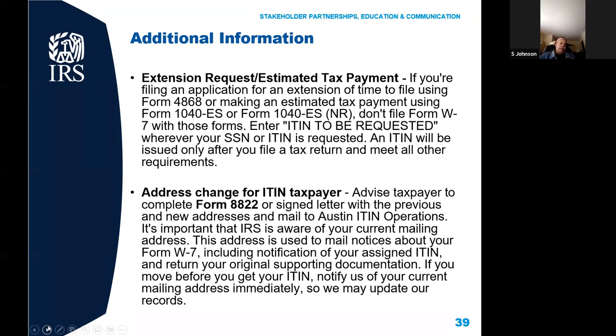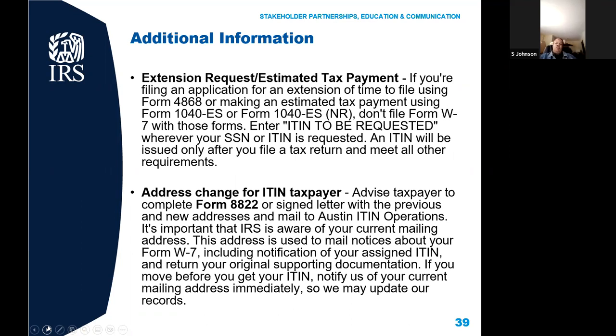Or they want to make a payment and they don't have a number. If you're filing an application for an extension to file, which is the Form 4868, or you're making an estimated tax payment on Form 1040-ES, you do not file a W-7 with those forms. You just enter "ITIN to be requested" wherever the Social Security number or ITIN is asked for on that form. An ITIN will be issued only after you file the tax return and meet the other requirements.